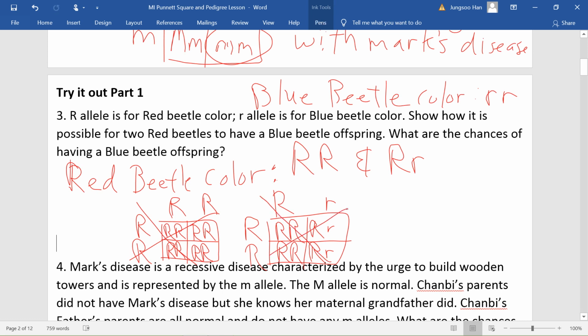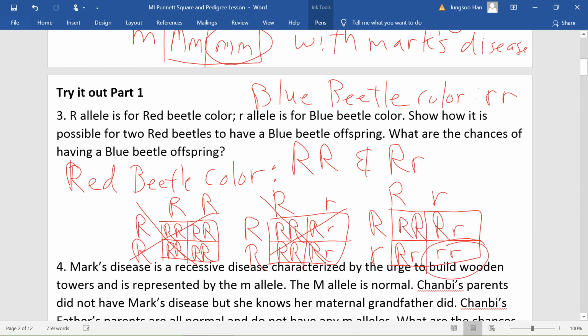Okay, so the other possibility would be, what if both parents are big R, little r? Would this work? The answer is yes, it would work. And there's a 25% chance of this happening if both red beetle color parents have genotypes big R little r.